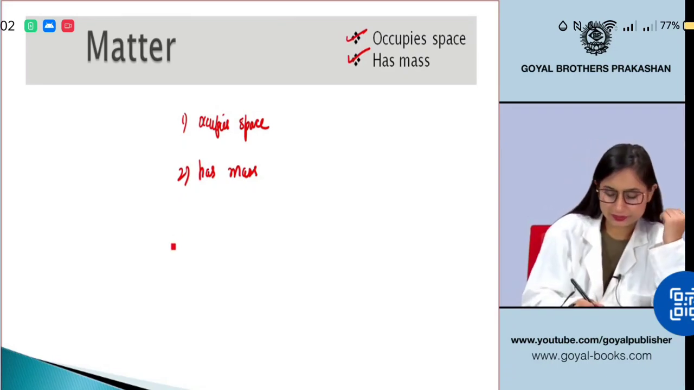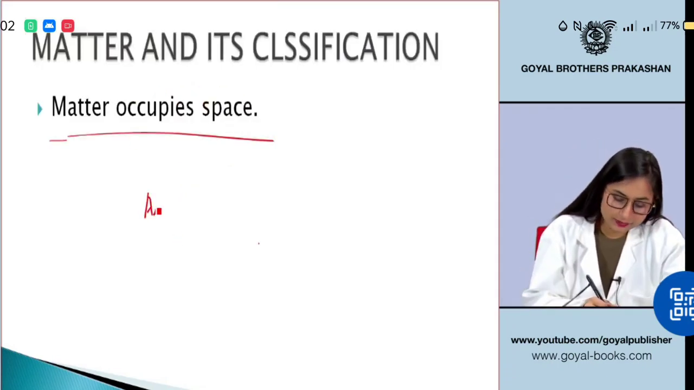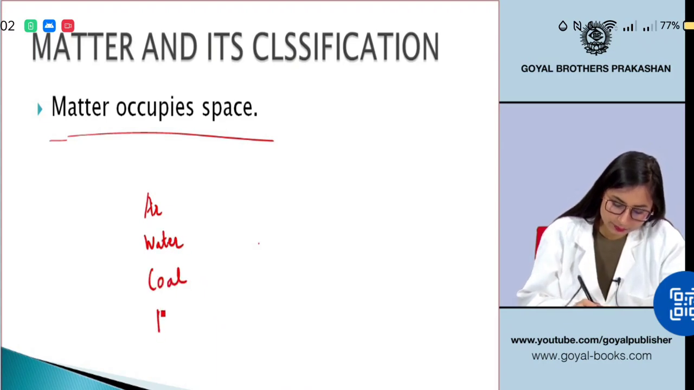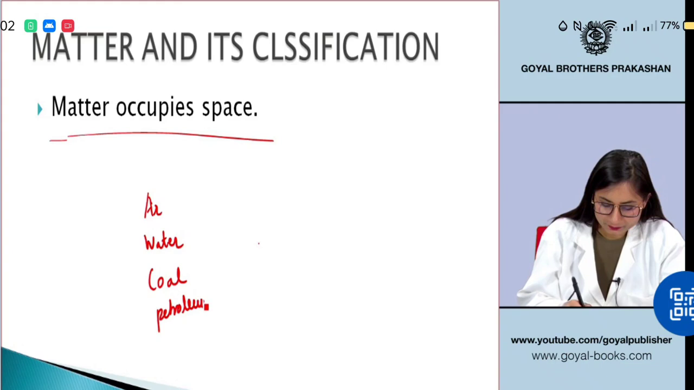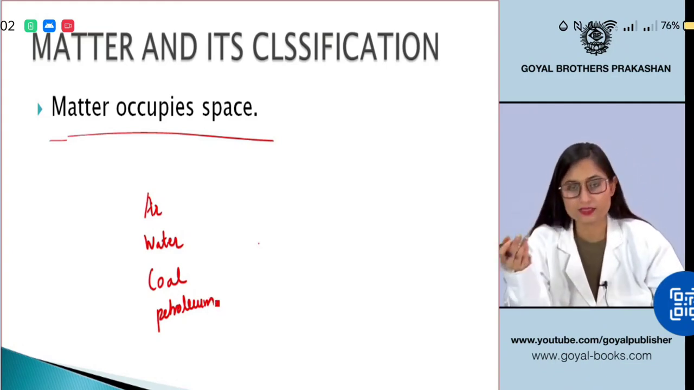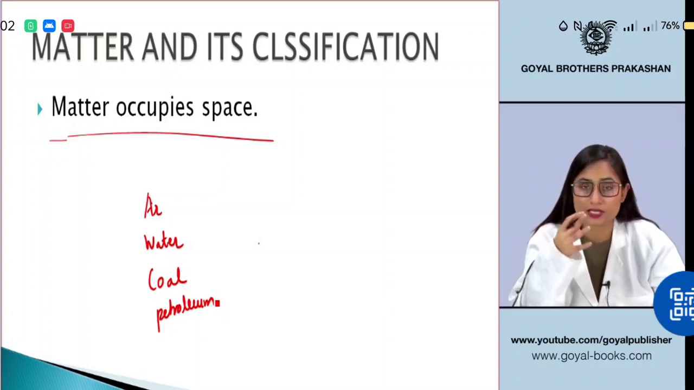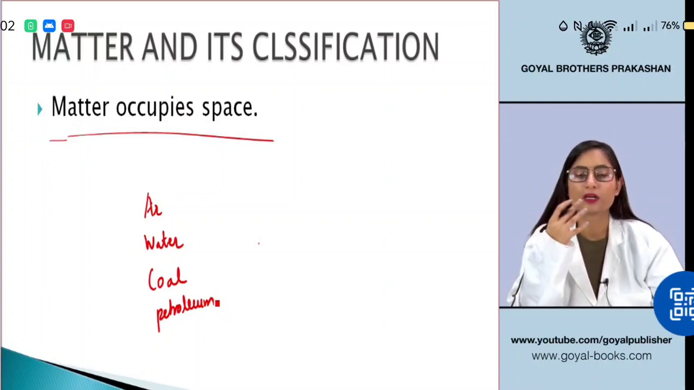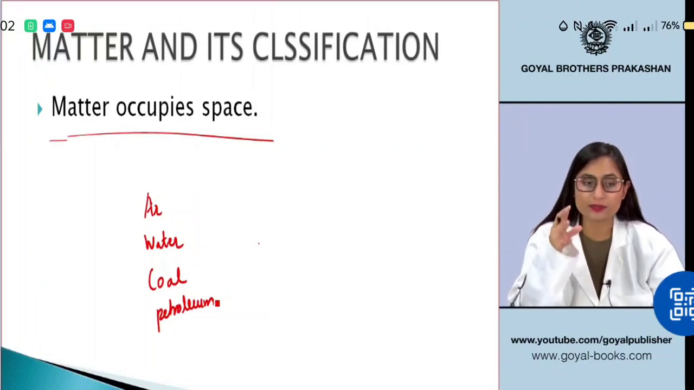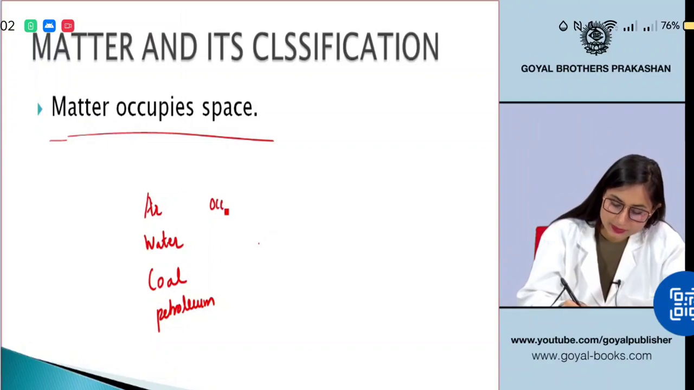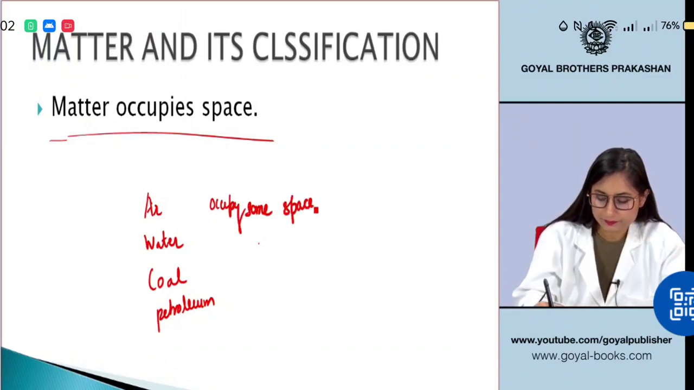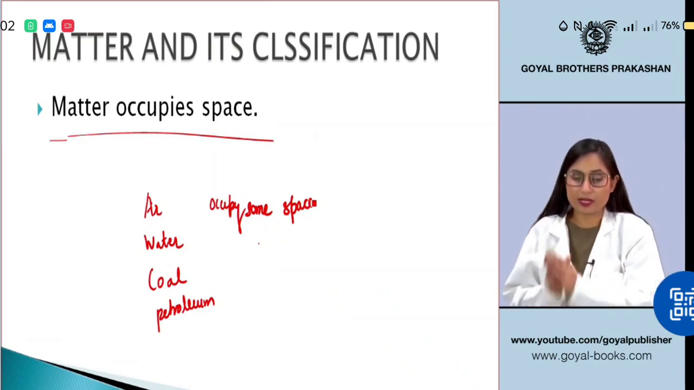You have different substances such as air, water, coal, petroleum, or any other substances that you see in front of you, such as different metals like copper, iron, zinc, gold, silver, mercury, wood, ice. All these substances are matter because they occupy some space, right? That is why we call them matter.